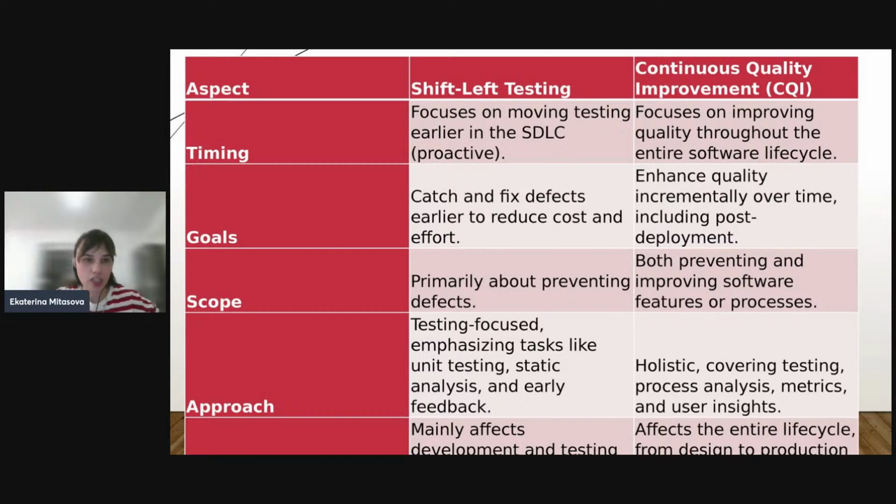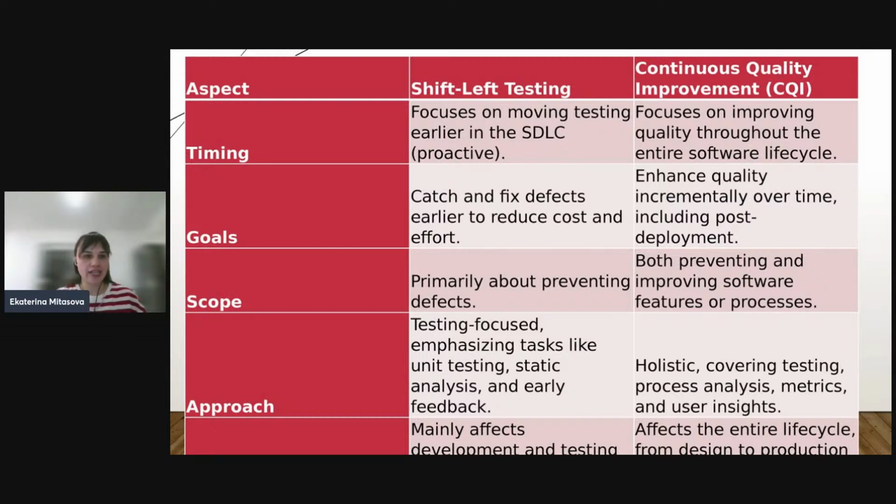And continuous quality improvement builds on this foundation. It monitors and refines quality practices throughout the lifecycle to adapt to evolving requirements, and also we learn some lessons by such review. For example, during development, a team integrates shift-left testing practices like static code analysis and unit tests. And after deployment, so here we use continuous quality improvement, the system monitors performance and gathers users' feedback, and it informs enhancements for the next iteration.